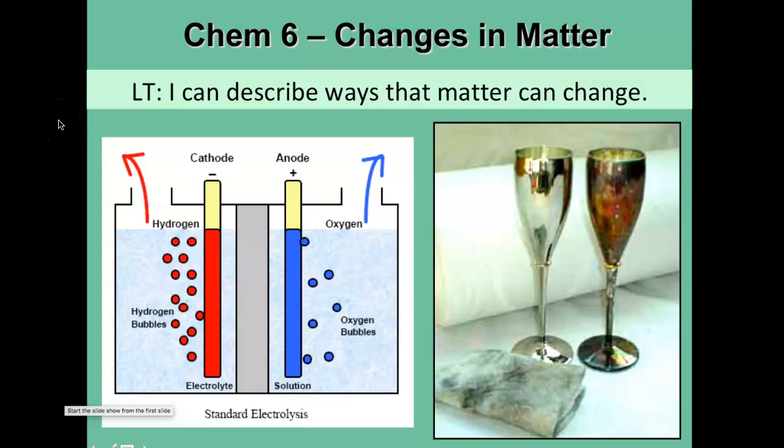We're looking at Chem 6, changes in matter, and we're going to be talking about chemical changes. We're focusing on different types of chemical changes so you can see some different examples. So this first one is the image on the right. This is a sterling silver goblet, and you can see that it has silver color, but once it has tarnished, it has this brown-black sort of coloration on it. So that is a film of tarnishing that has developed on top of this sterling silver.